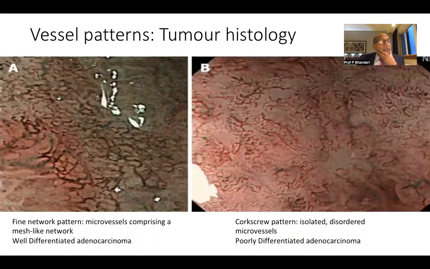You can use NBI, and if you get this kind of fine meshwork of vessel pattern, then that is seen as well differentiated. If you get this corkscrew or disordered pattern, that is a poorly differentiated or signet ring type of cancer.